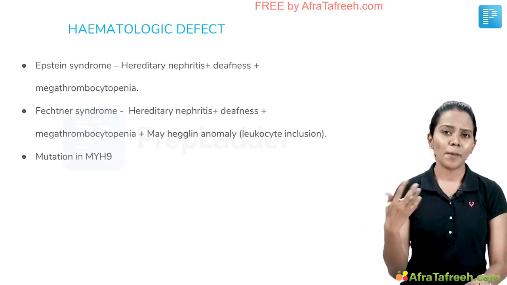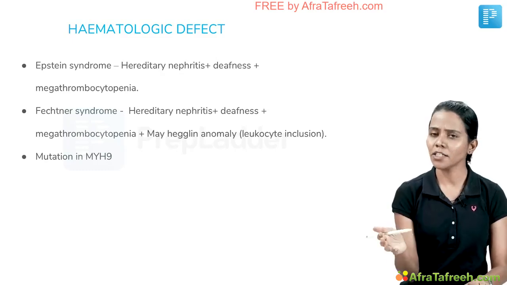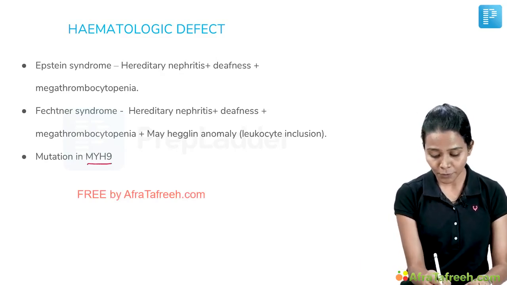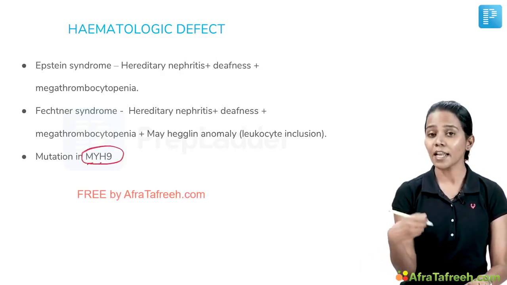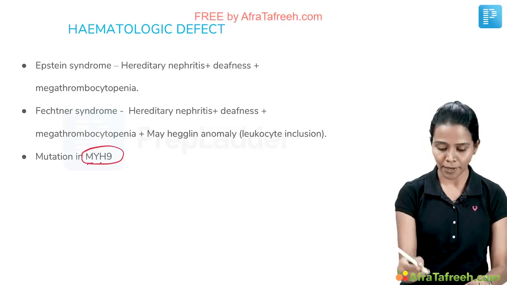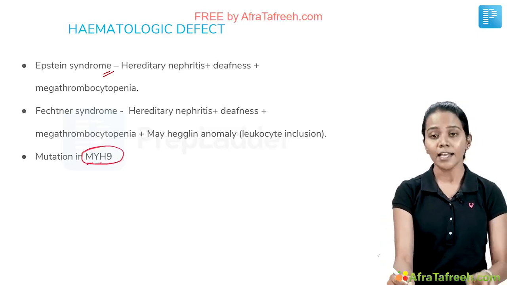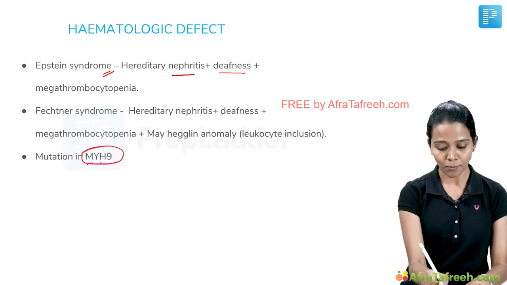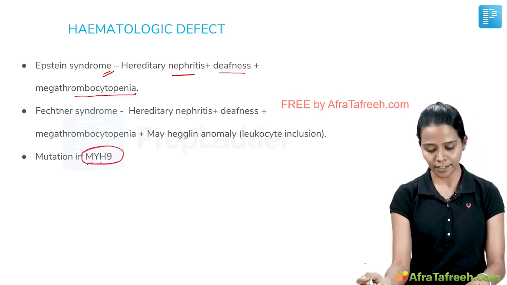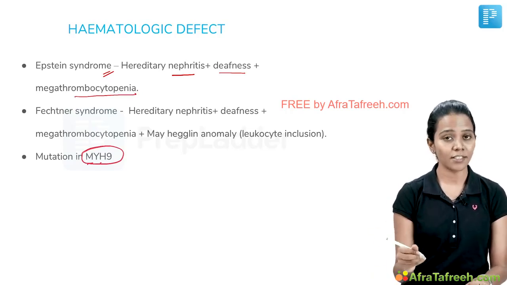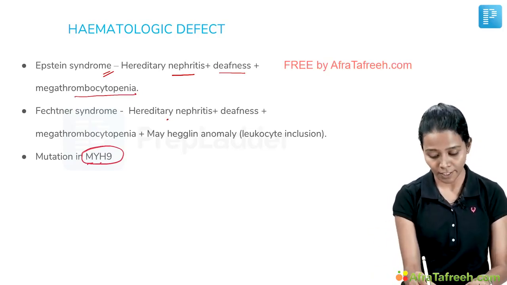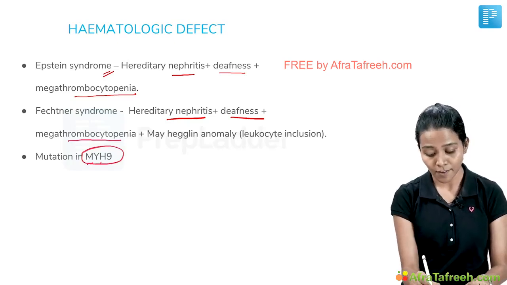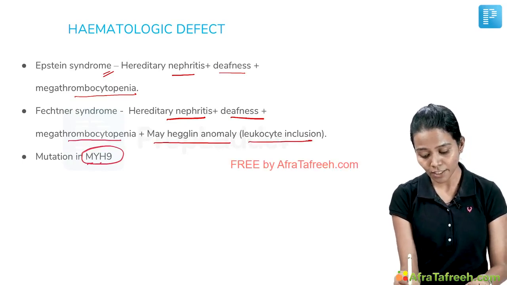Now, coming to a few hematological defects. These cannot be called hematological defects happening in Alport syndrome. These are diseases that mimic Alport syndrome, that is, mutations in the MYH9 gene, and they can have these abnormalities. First is Epstein syndrome. It has 3 important components: hereditary nephritis, deafness, and instead of ocular abnormality, they have megathrombocytopenia, right? The second syndrome is Fechner syndrome, which has the same. They have hereditary nephritis, deafness, and instead of ocular, hematological findings, that is megathrombocytopenia, and May-Hegglin anomaly, which is a leukocyte inclusion body.